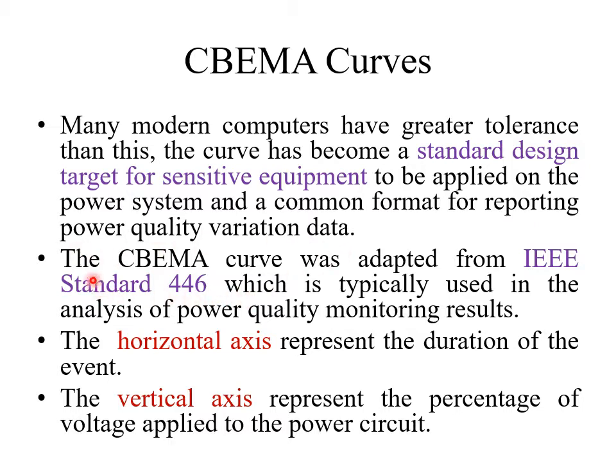The CBEMA curve was adopted from IEEE standard 446, which is typically used in the analysis of power quality monitoring results. The horizontal axis of the CBEMA curve represents the duration of the event. The vertical axis represents the percentage of voltage applied to the power circuits.